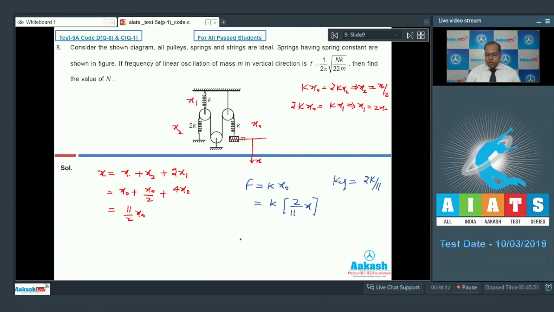The frequency of a spring block system can be written as f is equal to 1 by 2 pi into under root k equivalent, that is 2k by 11, divided by m. On comparison, the value of n comes out to be 4. So the correct answer for question number 8 is 4. Let's move to question number 9.